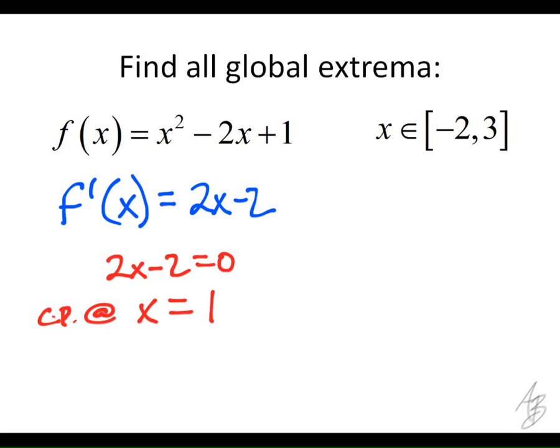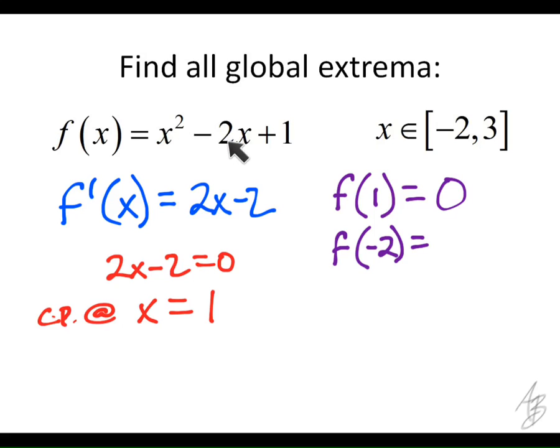So what is the value of the function at x equals 1? What do we do? Plug it in. 1 minus 2 plus 1 is 0. Okay. We also need to check the endpoints. What is the value of the function at the left endpoint, negative 2? We get 4 plus 4 plus 1 is 9. And what is the value of the function at the right endpoint at 3? We get 9 minus 6 is 3, plus 1 is 4.